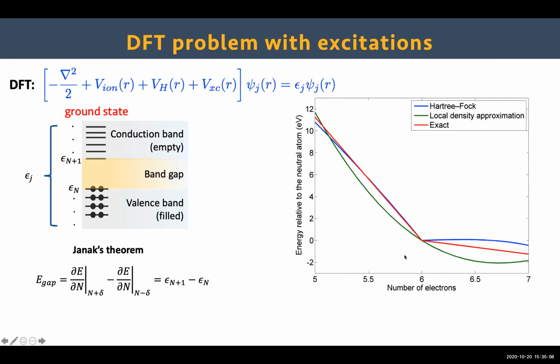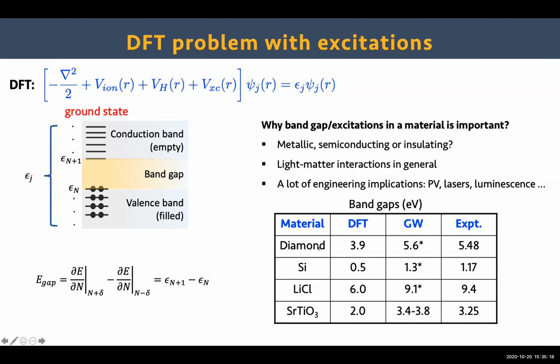So that's why you need to use a method that can give you band gaps more accurately and in a more reliable way. So we mentioned this band gap, but why is this important? Essentially, this will tell you whether the material that you are interested in is metallic, semiconducting, or insulating. So you can do more fancy things like getting the light-matter interactions.